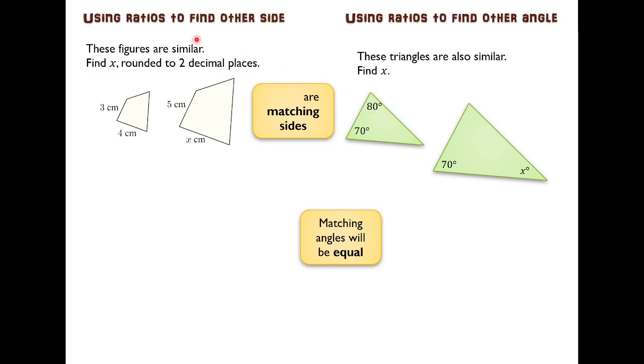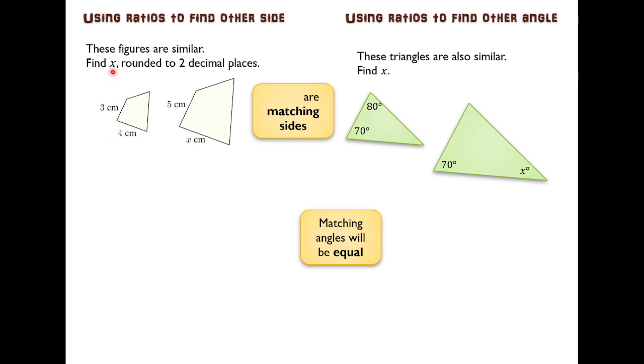Here's a problem. We have two figures, two shapes, two diagrams, and it says these figures are similar. So do we have to prove that these things are similar? No, of course not. We're told that they are similar, so we don't have to prove that. We can just assume that. It is given to us.